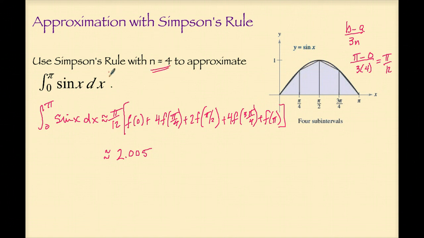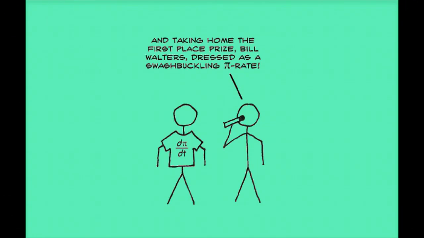Remember that the value of the actual integral is 2, so using Simpsons rule gives a very accurate approximation of that integral. That's it for today's lecture, and that concludes the Unit 5 lectures.